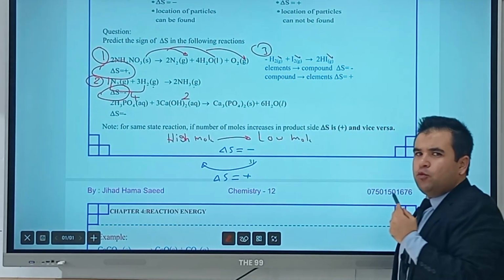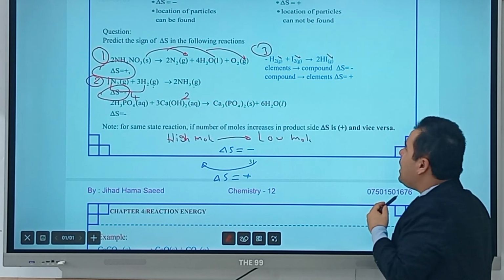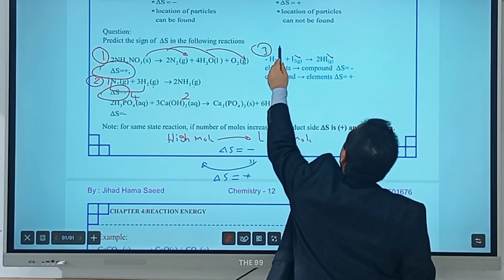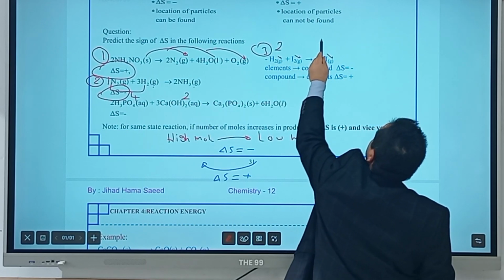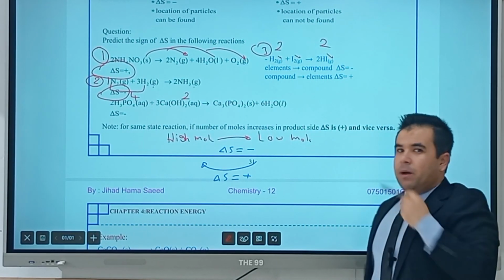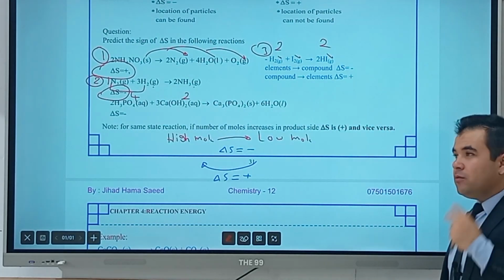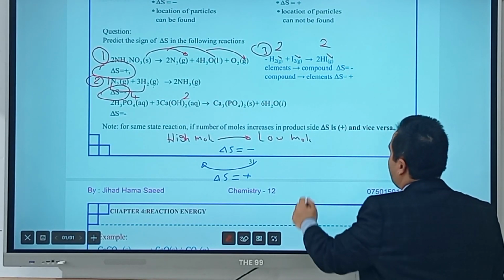So by physical state, we are not able to predict the sign of the entropy. How many moles of gases do we have in reactant? 2, and in the product 2. So by the moles also, we cannot predict the sign of the entropy. What to do? We will follow this strategy, guys.